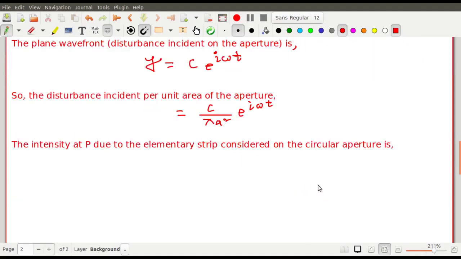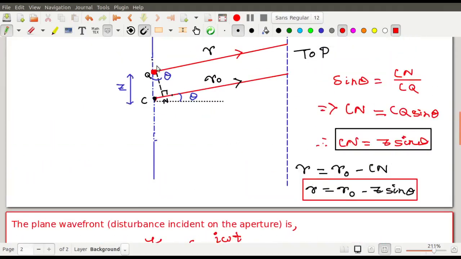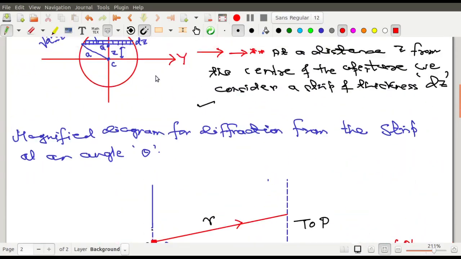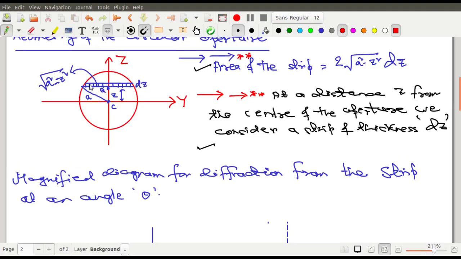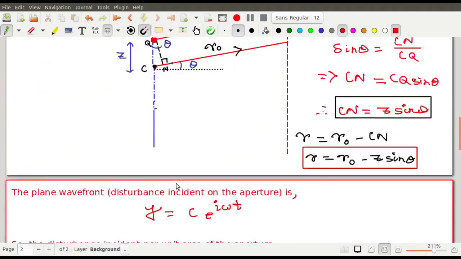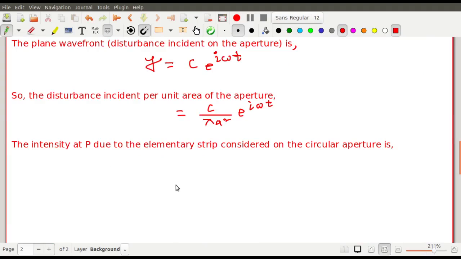So every point is the source of secondary disturbance. That is why I have taken this point Q to be a source of secondary disturbance. At Q, I have a strip, and all the sources at that strip will interfere among themselves. So the intensity at capital P due to the elementary strip considered, what will be that? That will be some dy_P. This is per unit area, c by pi a square.